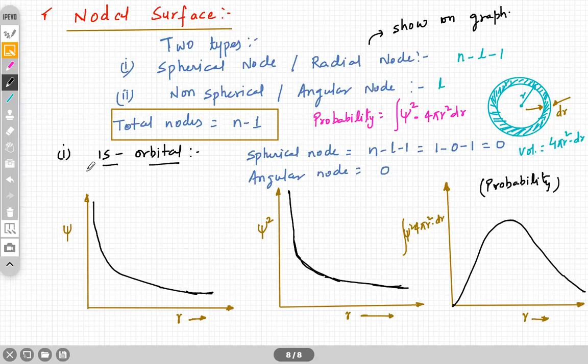Now, we can draw the graph with the relation of psi and r, the radial relation that we have. Obviously, we do not have the equation, hence we cannot predict this.